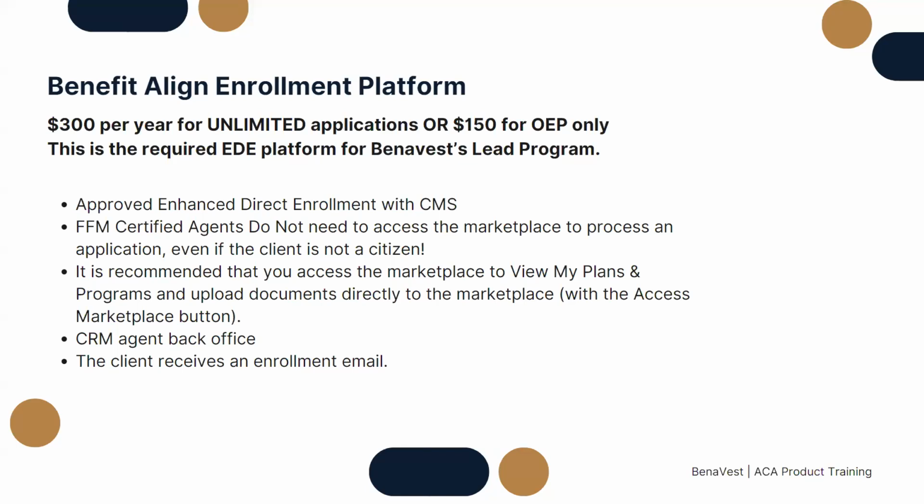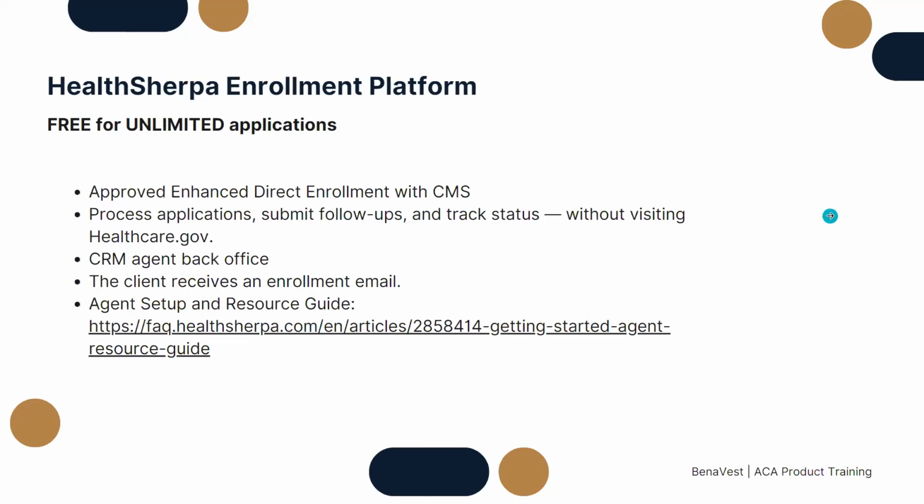Why do some agents use an enrollment platform where they have to make a payment for it? Benefit Align is a software company, not an insurance agency. So some agents feel more comfortable using a software platform. Health Sherpa is a software platform for enrollments, but they're also an insurance agency.